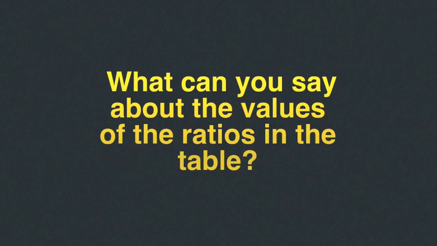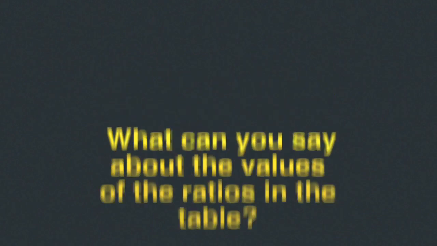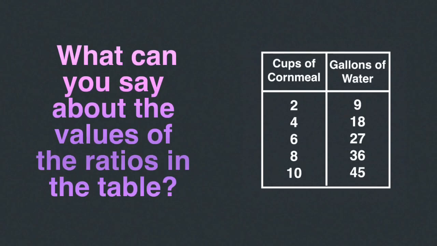What can we say about the values of the ratios in this table? Looking at these ratios, we know that each one was developed by simply doubling or tripling the original ratio. So all of these ratios and values are equivalent.